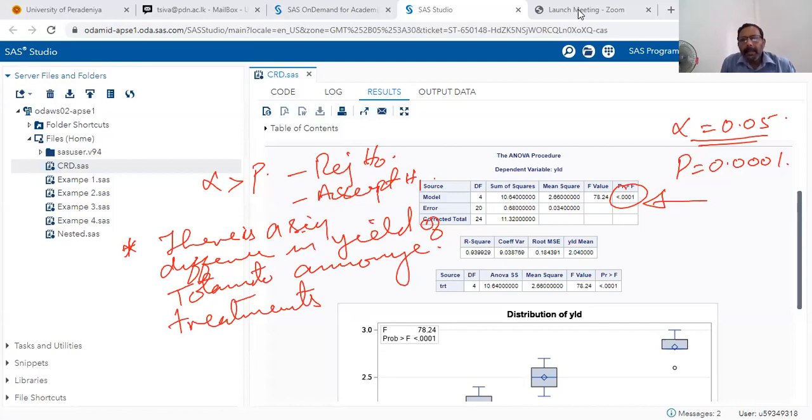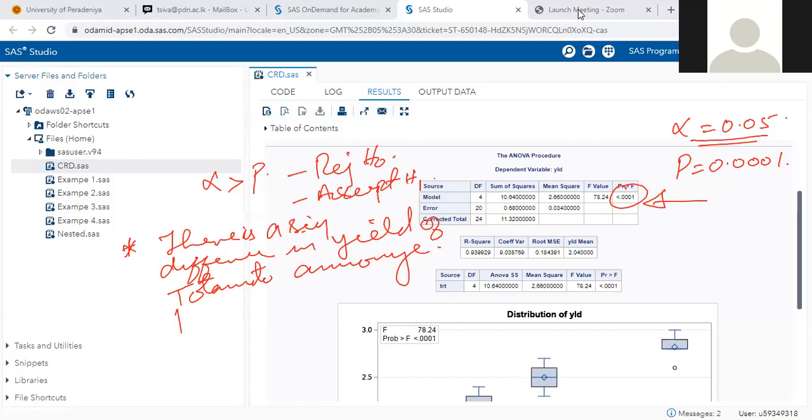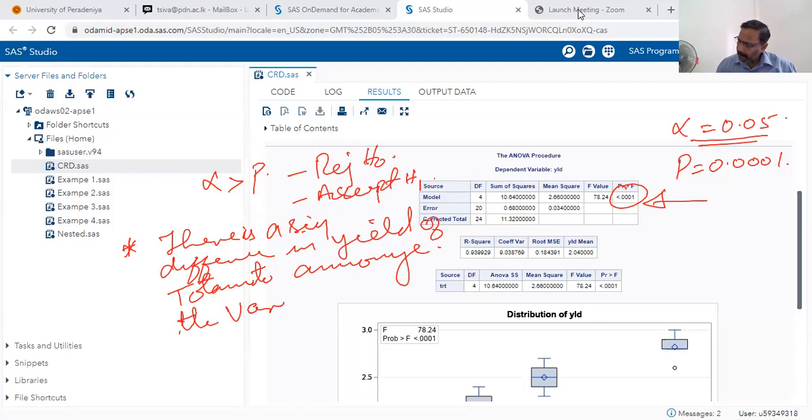This example was given by Sivamadi madam. Can you remember? Five varieties, sir. Variety is the treatment. So yes, we can say tomato among the varieties. We could say like this: there is a significant difference in yield of tomato among 5 varieties. Tomato, rice, or whatever it is, right? So this is how you make the conclusion.